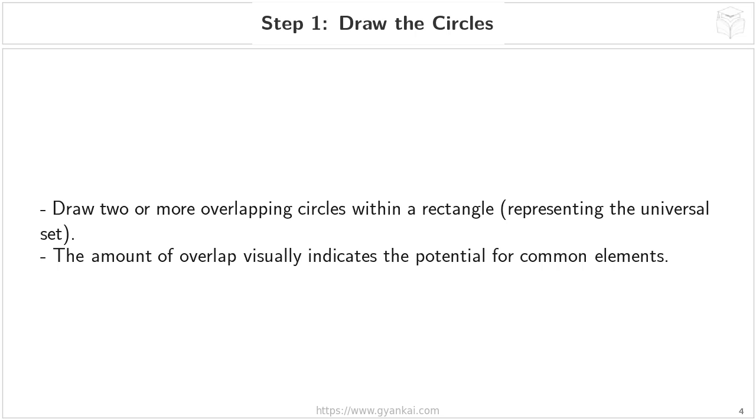So now we're moving on to the practical side of things, actually drawing the Venn diagrams to show intersections. This is slide 4, and it's a really important step. In the next few slides, we'll actually identify those common elements and fill in that overlapping region. But this step, drawing the circles and the rectangle, sets the stage for everything else. It gives us a clear visual framework to work with.